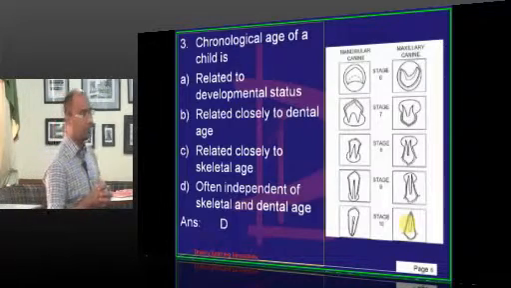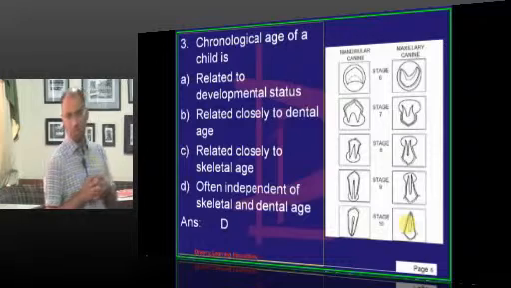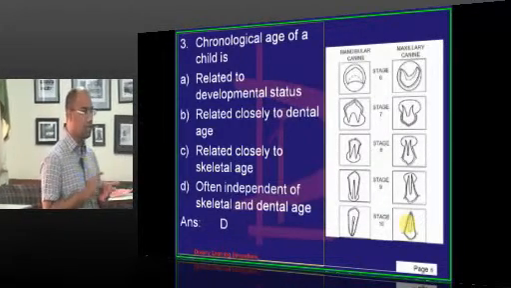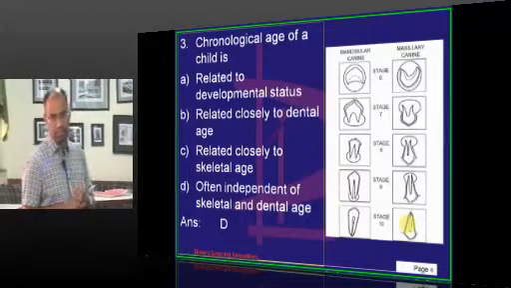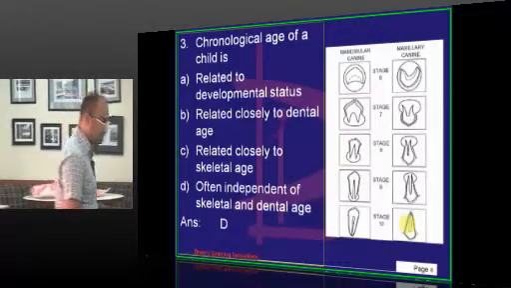Now skeletal age gives you the maturation status, and that also might not be related to the chronological age. So blindly do not follow the chronological age. You have to assess the dental age of the patient separately, and the skeletal age. So chronological age is independent of skeletal and dental age.